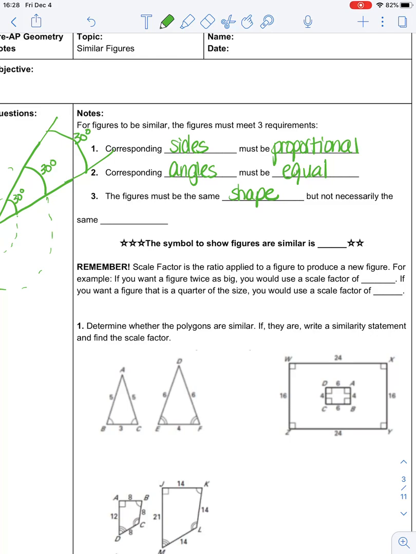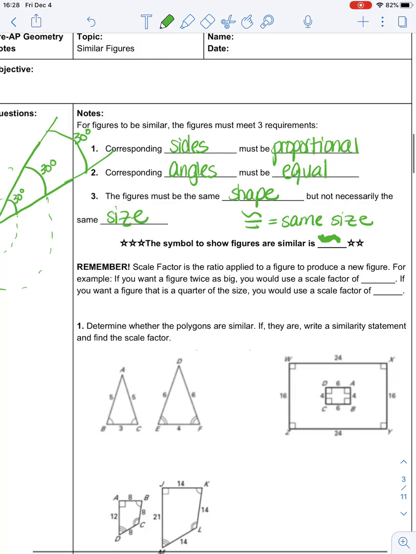Okay, so the figures must be the same shape, but they're not actually the same size. To show that figures are similar, we use a symbol like the little tilde that we use in Spanish. Congruent looks like an equal sign with that tilde. That means they are the same size.